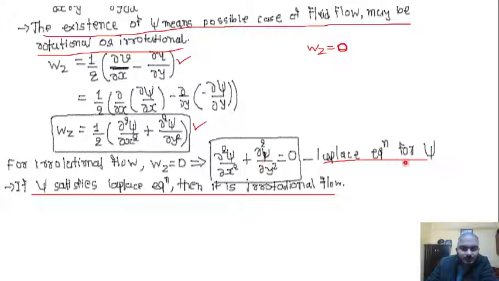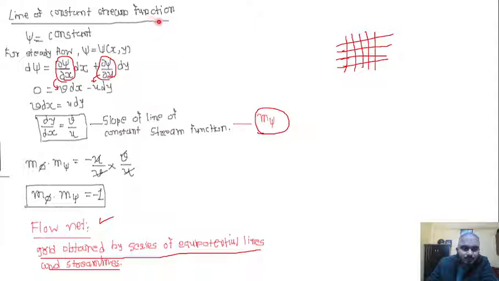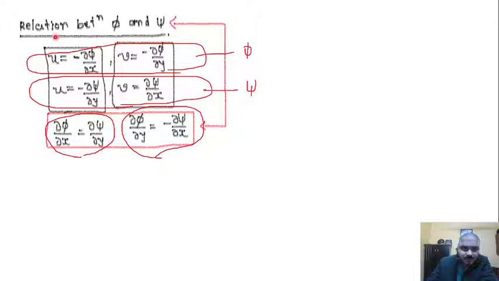Next we defined the stream function, which gives us the velocity component in the direction perpendicular to it, and we obtained the Laplace equation for psi. Then we discussed the equipotential line and the line of constant stream function, and we obtained that these two lines are perpendicular to each other, and we obtained a flow net based on equipotential lines and streamlines. The last topic was the relationship between phi and psi.